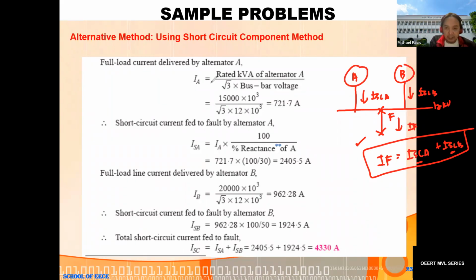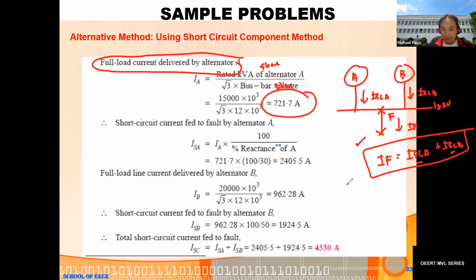Madali lang naman ito. You want to get the full load current delivered at alternator A, that is S base over V base. Now we will make use of the 15,000 which is given in the problem, 15,000 kVA or 15 MVA. If you divide it by 12 kV, the answer is 721.7. Now we need to off, first we need to off B, alternator B. We will off this one. So kapag naka-off siya, ISA lang ang magmamanifest dito. Okay?